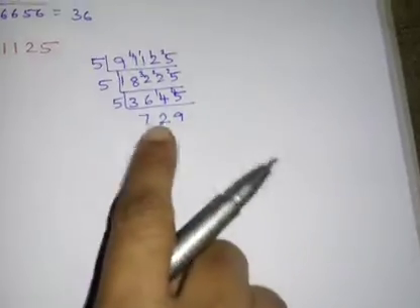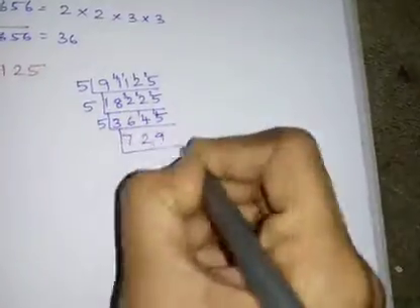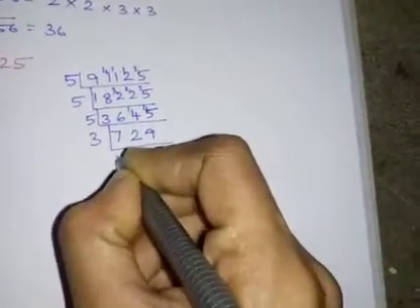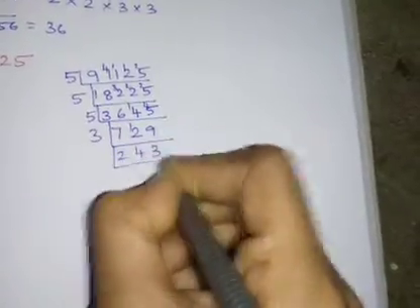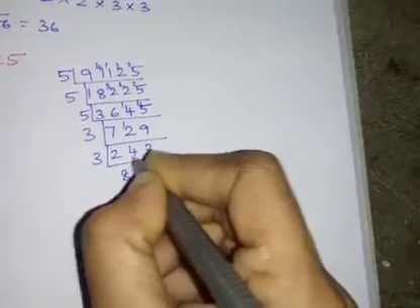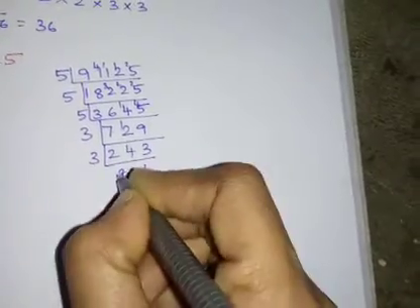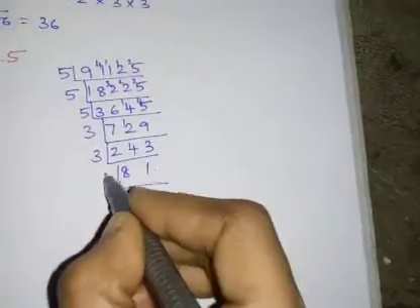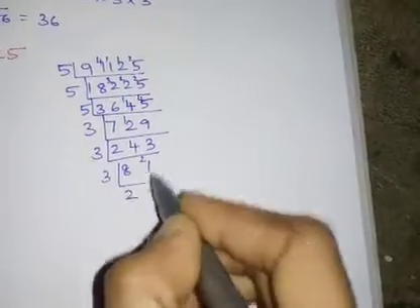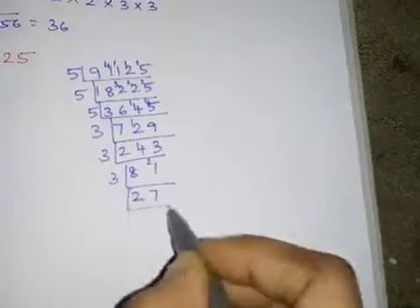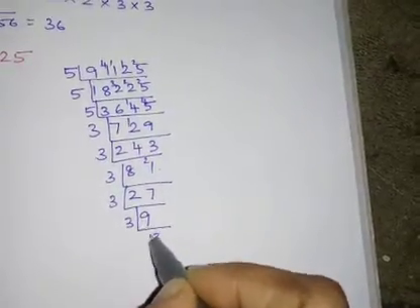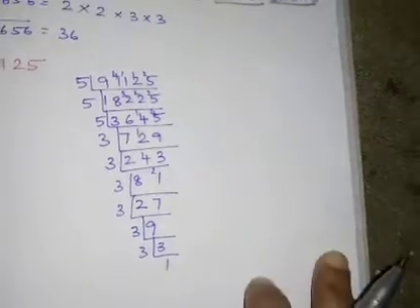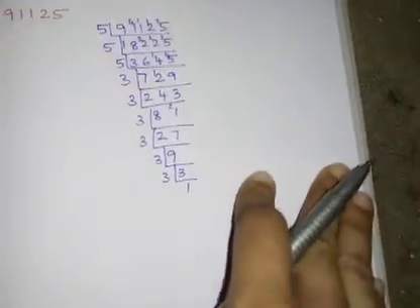Then 729, it comes in third table. Okay, 3 2s are 6, remainder 1, 4 3s are 12, then 3 3s are 9. Then again in third table, 8 3s are 24, 3 1s are 3. Then third table, 3 2s are 6, remainder 2, 3 7s are 21. Then again in the third table, 3 9s are 27, then 3 3s are 9, then 3 1s are 3. Now our prime factorization has got over.